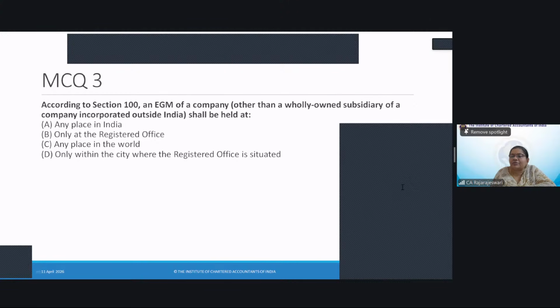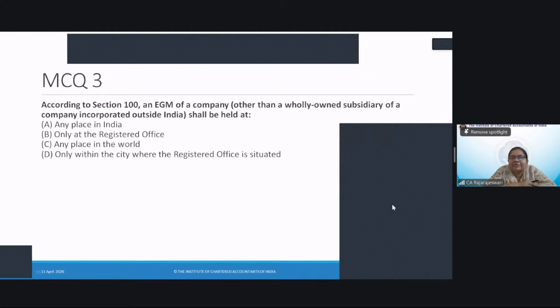So we are not bothered about except in that situation. That is for a wholly owned subsidiary. It can be held in India, any place in India, other than this situation, other than a wholly owned subsidiary of a company incorporated outside India, it can be held.